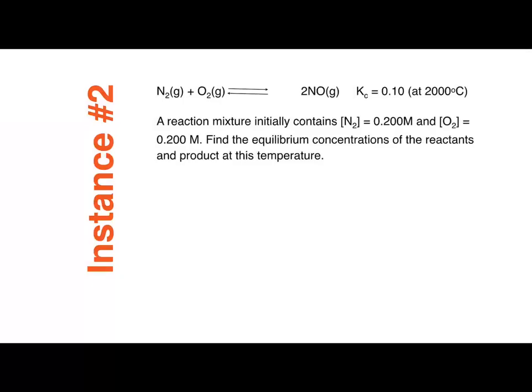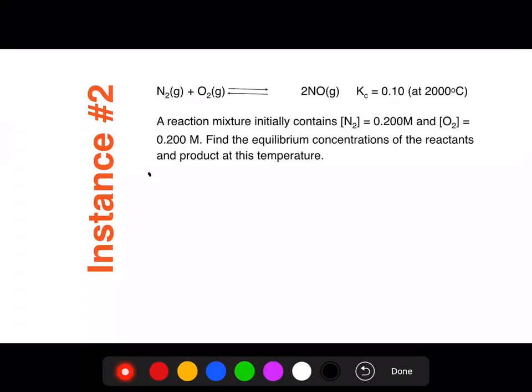This is where you need to find the equilibrium concentrations without any of them. You only have initial concentrations. So, like I've mentioned before, because you have initial concentrations, that means ice table. So, go ahead and set up your ice table here with your reactants and product.